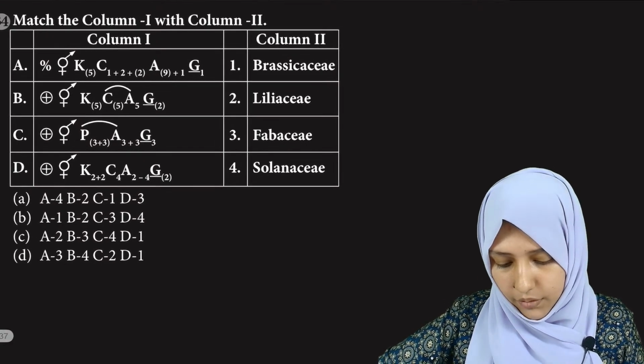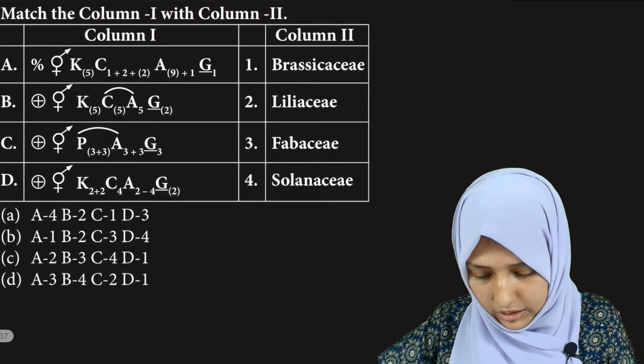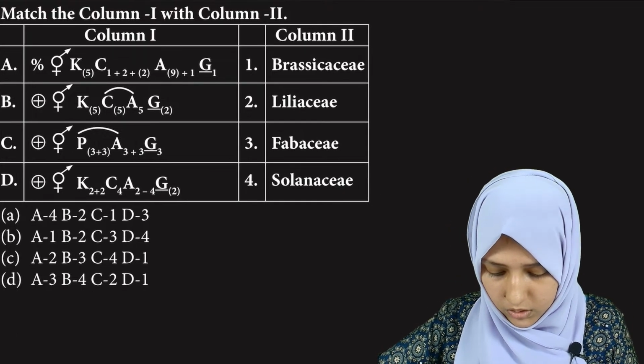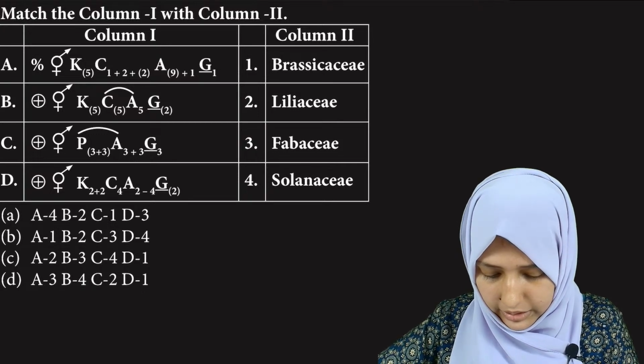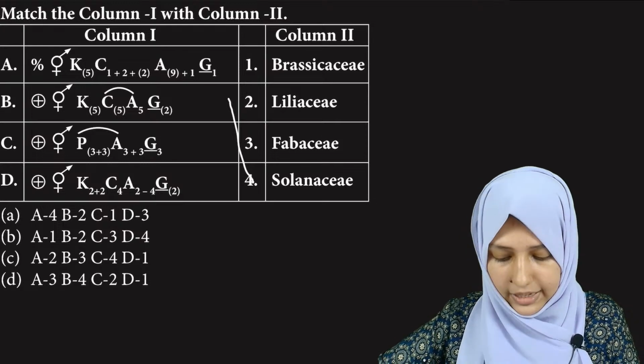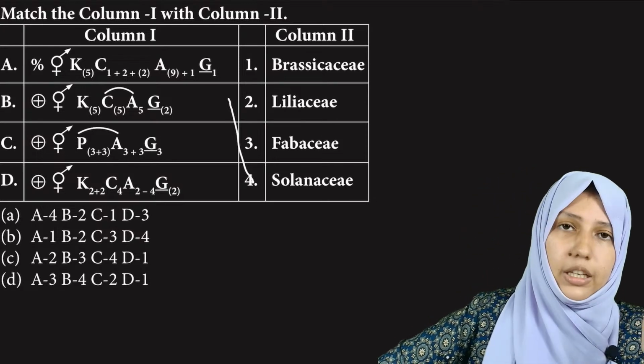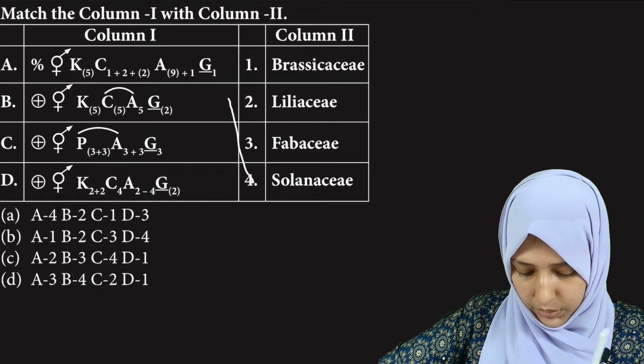Okay, again it's floral formula. First we have to note Solanaceae. Solanaceae, it is option B, because it is actinomorphic, bisexual, calyx 5 united, corolla 5 united, androecium 5 free, and gynoecium 2. Okay, this is option B for 4.